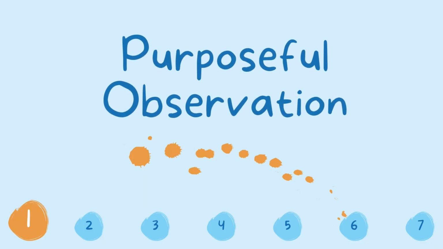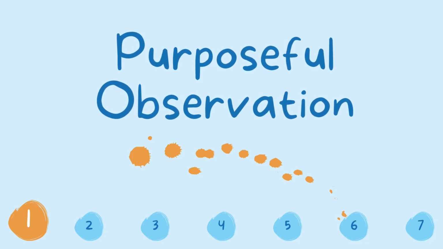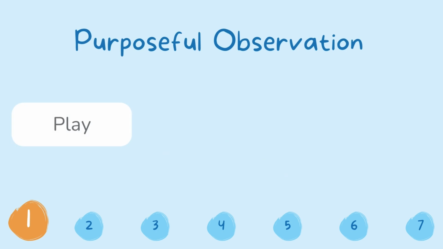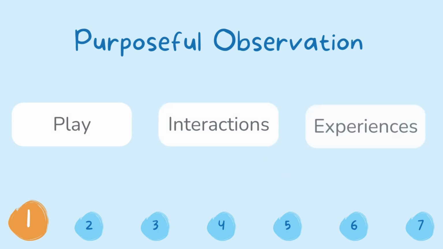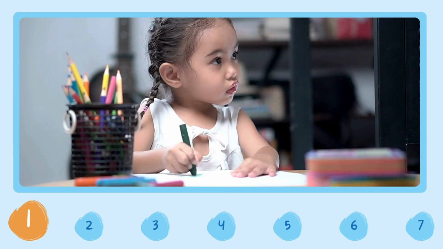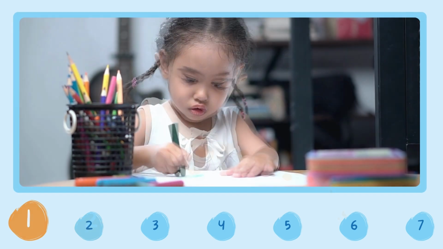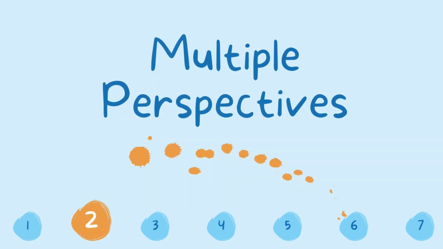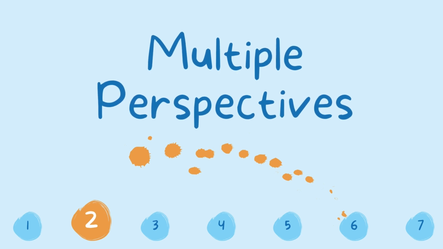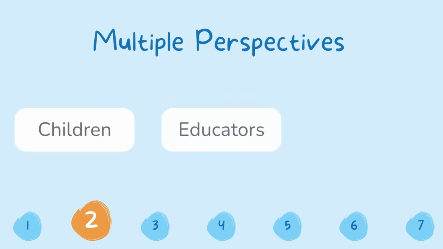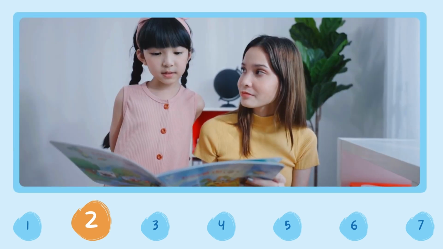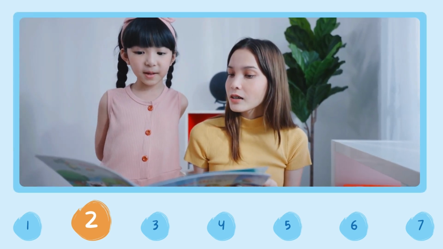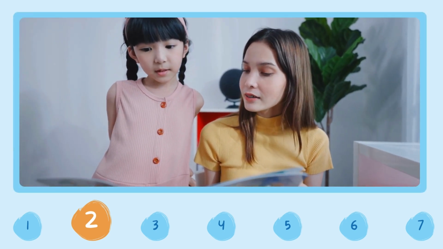Purposeful observations. Begin by engaging in purposeful observations of children's play, interactions and experiences. Take note of significant moments, interests and emerging skills that provide insights into children's learning journeys. Multiple perspectives. Document learning from multiple perspectives, including children, educators and families. Incorporate children's voices, thoughts and reflections into documentation to capture their unique perspectives and insights.